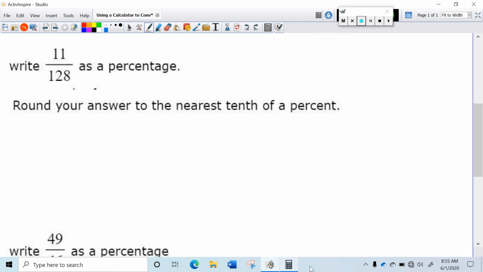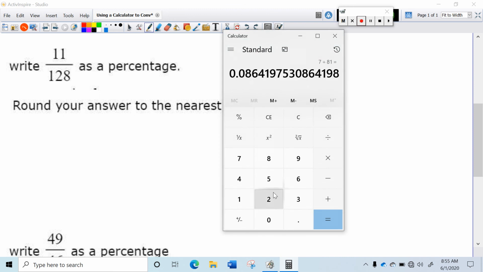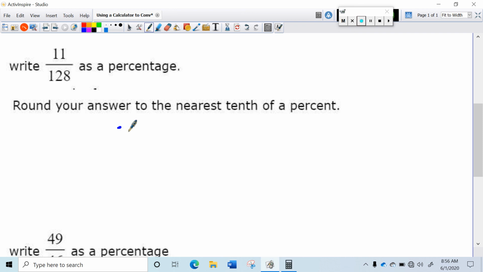Okay, so 11 divided by 128. That gives .0859. Okay, two numbers after the decimal go in front of the decimal in your answer. It's two numbers because percent means per 100, and 100 has two zeros.